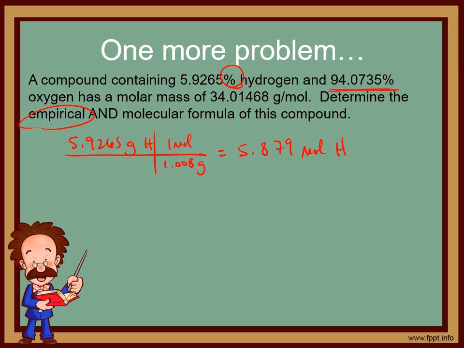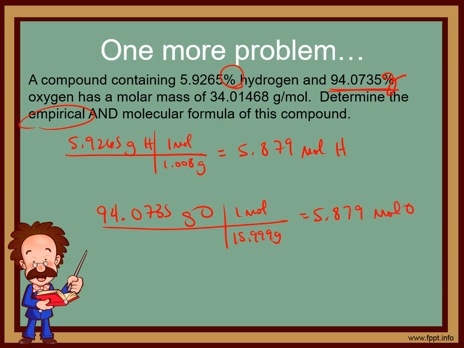Do the same thing for our oxygen, 94.0735. Turn percent into grams, grams of oxygen, divide by the molar mass, 15.999 grams per mole. 94.0735 times 1 divided by 15.999 gives us 5.879, lots of digits, moles of oxygen. A little bit of deja vu here. Look, I've got the same number.